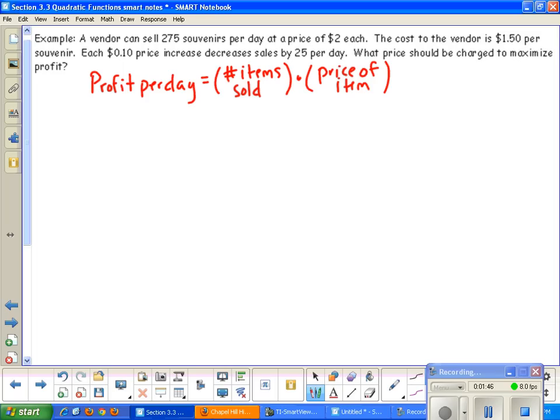So the first thing, before I do that, I'm going to label or define my variables. So let x equal the number of 10-cent price increases. And now I can come up with my two equations. One's going to be for what the price of the item is going to be.